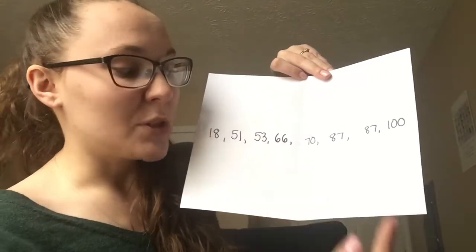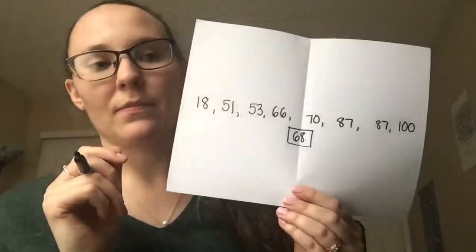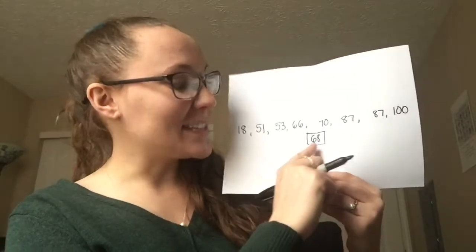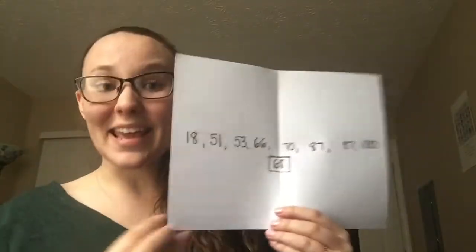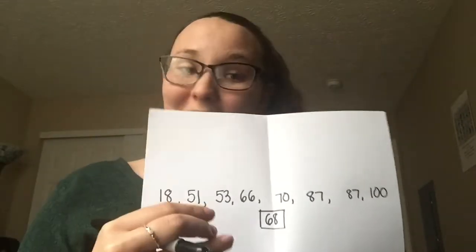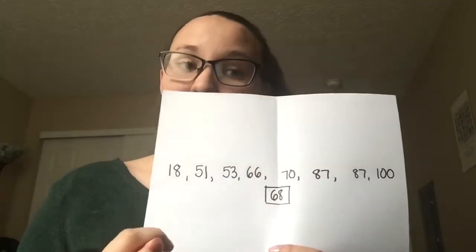So what number is between 66 and 70? Directly in the middle, the number would be 68. 68 is directly between 66 and 70. Thinking back to our vocabulary that we already know, that means that 68 is our median of this data set. So what we just found was the median of our data set, 68.